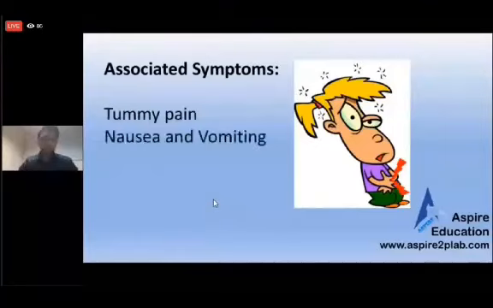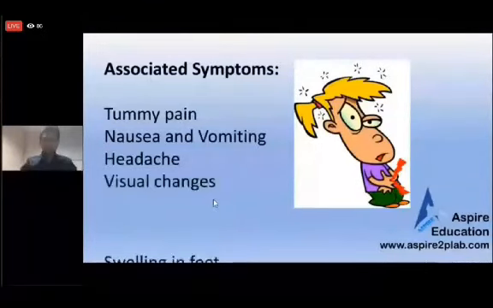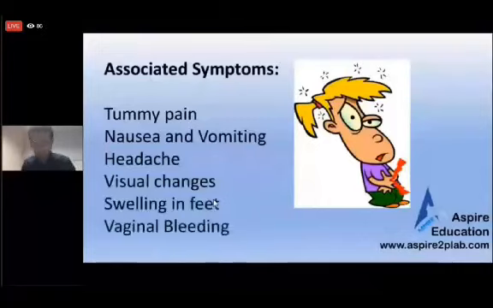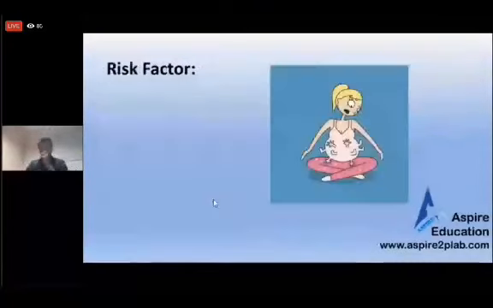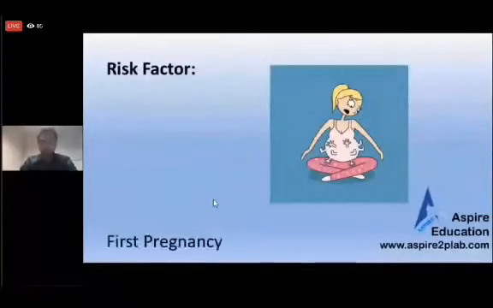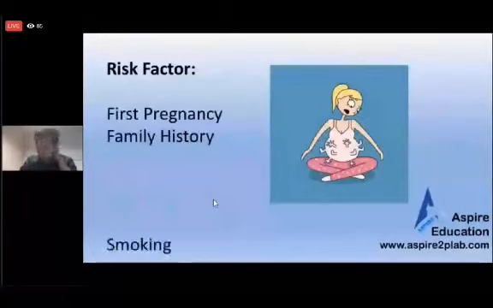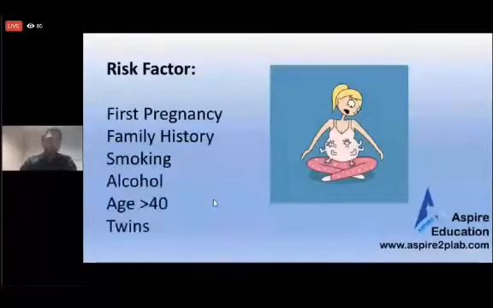So what would be the associated symptoms? So tummy pain, nausea and vomiting, headache, visual changes, then swelling in face. So sometimes you can also see vaginal bleeding. So these are the associating symptoms which you ask when taking history of preeclampsia. Then, so what are the risk factors for preeclampsia? So the first one, which we all know, will be the first pregnancy, then any family history of preeclampsia. So smoking, alcohol and age more than 40 years of first pregnancy will also lead to preeclampsia.